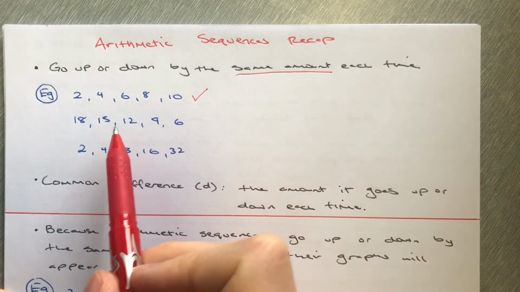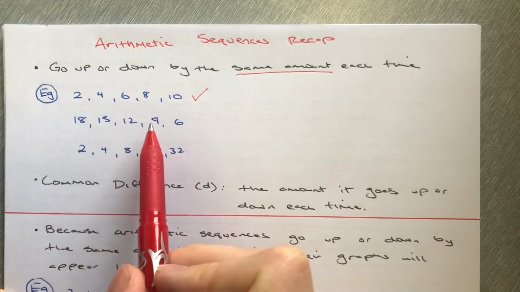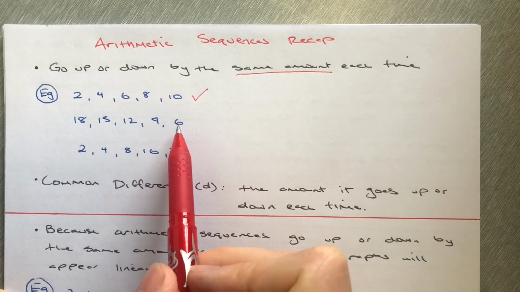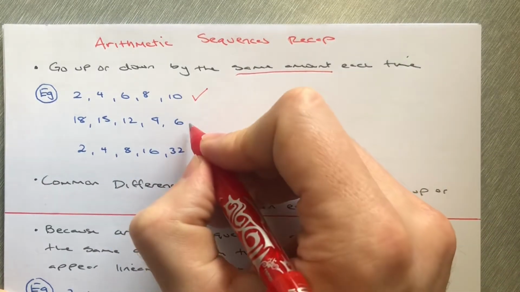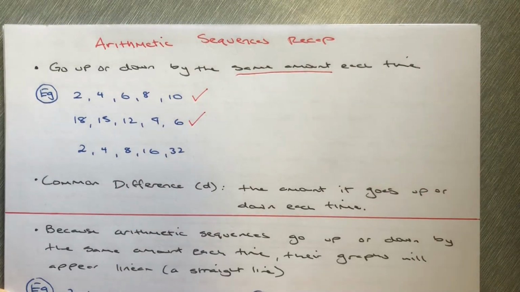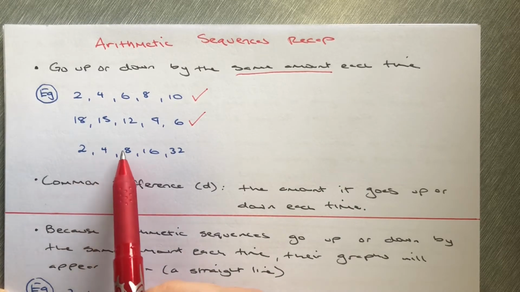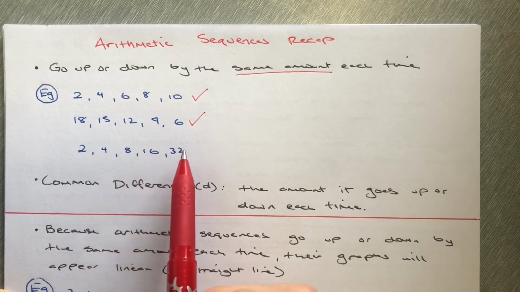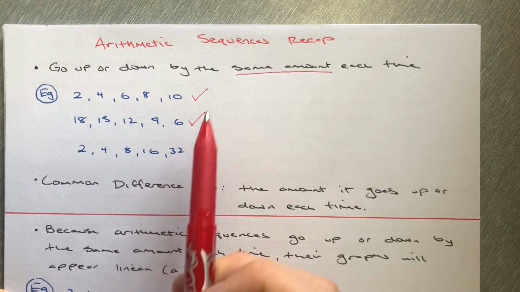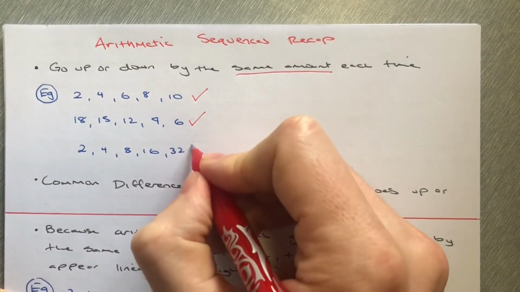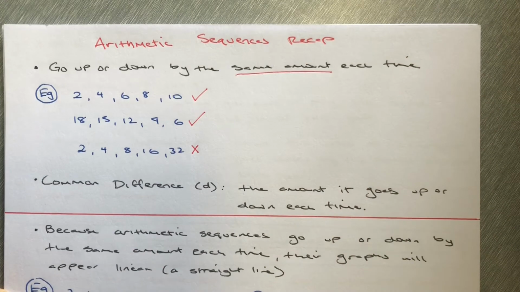If we look at the next one, we go 18, 15, 12, 9, 6. Hopefully you can see that we're going down by 3 each time. So it's the same amount each time, which means this is an arithmetic sequence as well. But this one here, we're going up by 2, then 4, then 8, then 16. See how it's not the same amount each time? So this one here is not an arithmetic sequence.